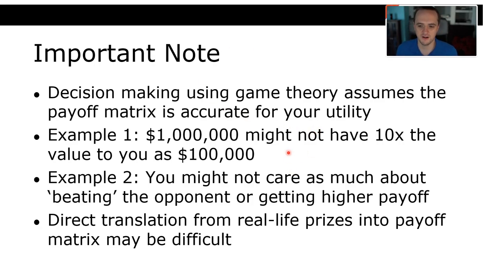So you might not care as much about beating the opponent, right? So for example, if you're a more virtuous person or something like that, you getting 50 grand and them getting 50 grand might not have a half and a half. Maybe you're really happy about that. Maybe you're actually happier about that than if you got all the money and they got no money. So the direct translation from real life prizes into a payoff matrix and your utility may be difficult. And so game theory is not teaching us how to construct that matrix. It's teaching us once we have a matrix, here's how you would make a decision. Okay?